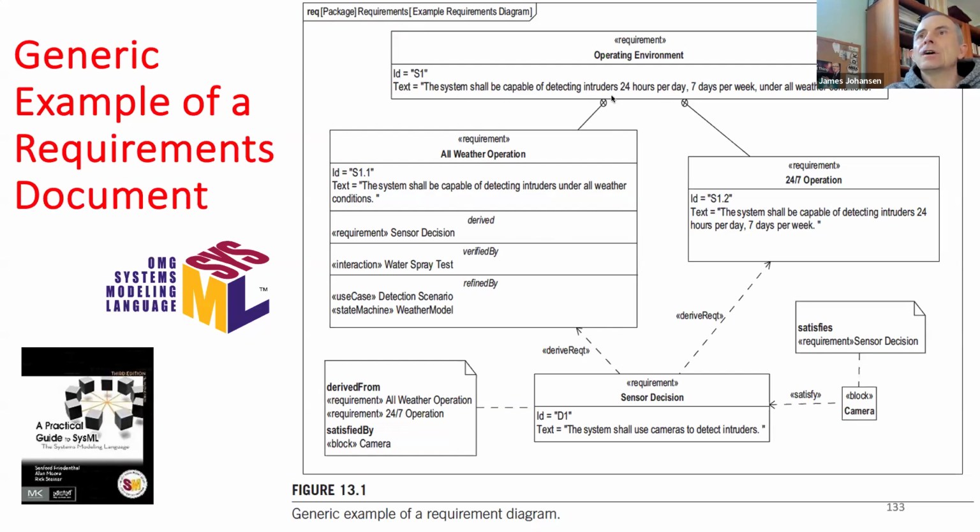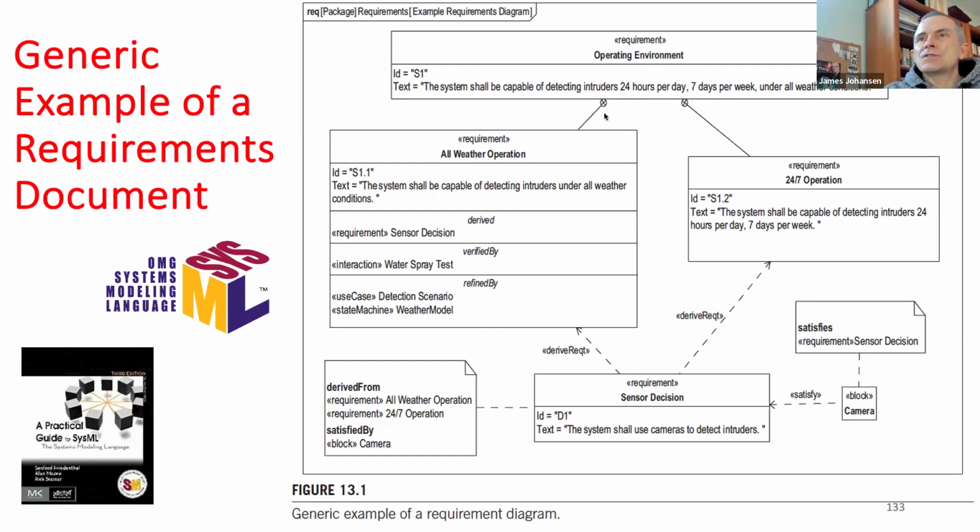This is an intruder detection system. This is one of the things that Freudenthal talks about, and we have talked about this a little bit when we were going over the use case diagrams. Here we can see the operational environment. This would be the title of the requirement. It has an ID number, which is S1, and then it gives the text of the requirement: the system shall be capable of detecting intruders 24 hours a day, 7 days a week under all weather conditions.